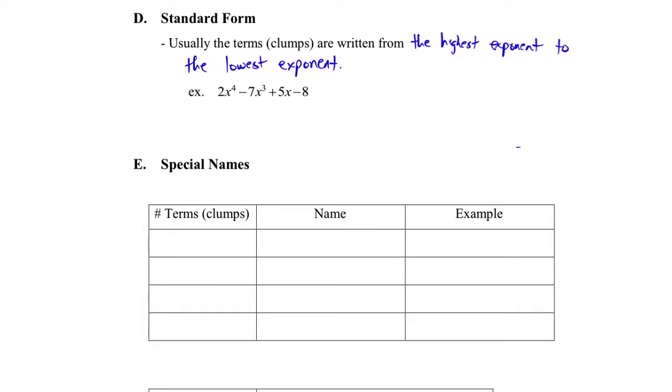And also I should write this down. The numbers in front of variables are called coefficients. So the 2, the number in front of the first term, the number at the beginning of the polynomial when it's written in standard form, is going to be called the leading coefficient. I'll say that's the number before the variable to the highest power.